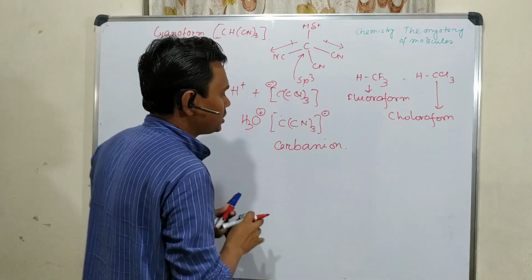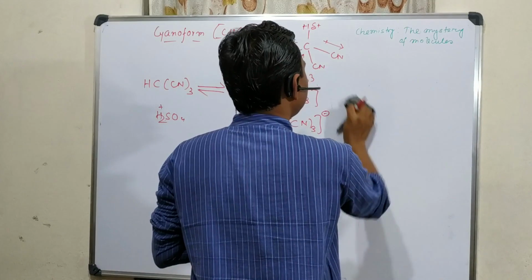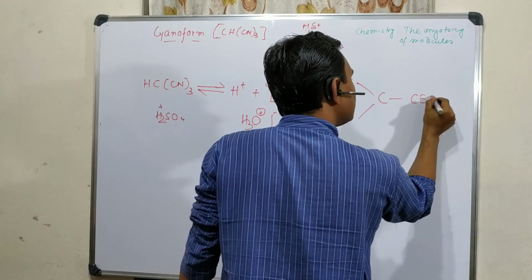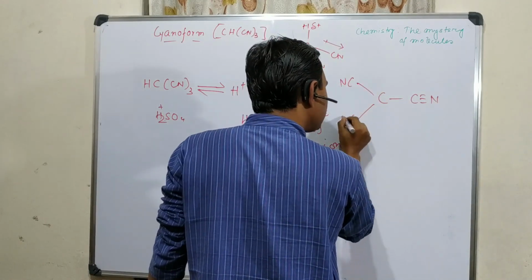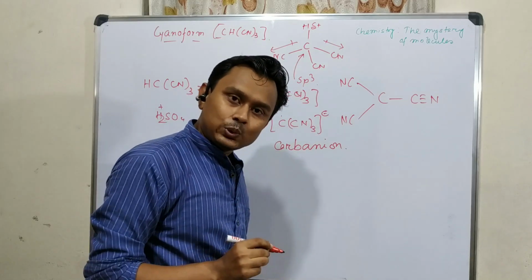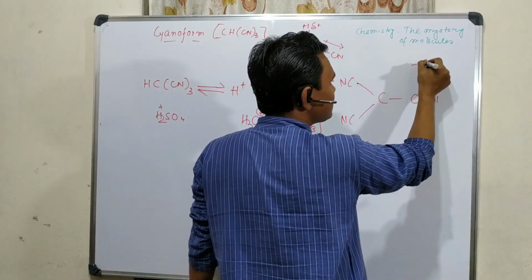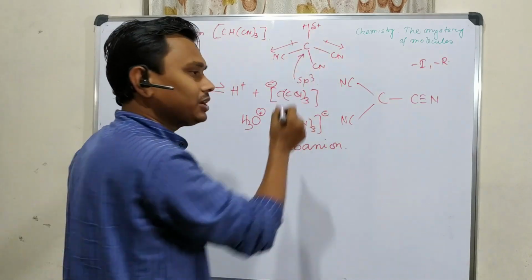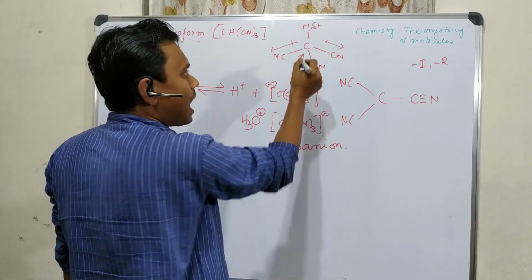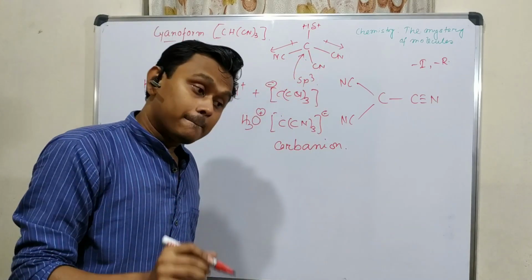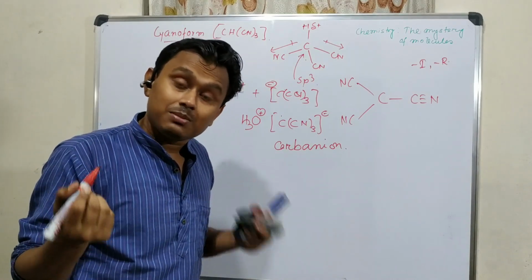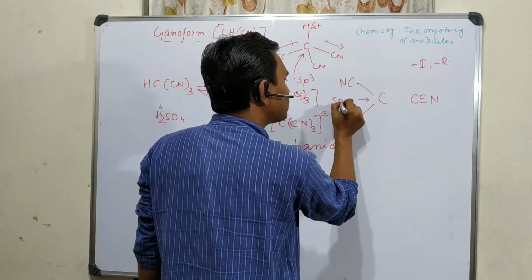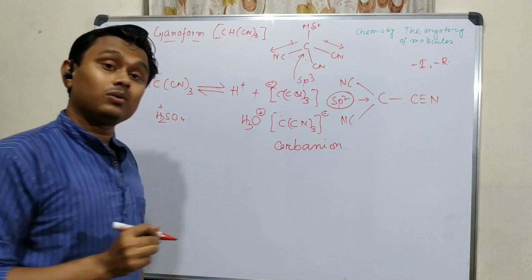So the question: why is this that much stable? The stability is due to the attachment of three cyano groups. And how does the cyano group help in stabilizing? You know that the cyano group has both minus I and minus R. Initially this carbon was sp3, and after deprotonation it is still sp3, but in sp3 it is not getting that much stabilization. That's why it changes its hybridization into sp2, and then only it is stabilized.